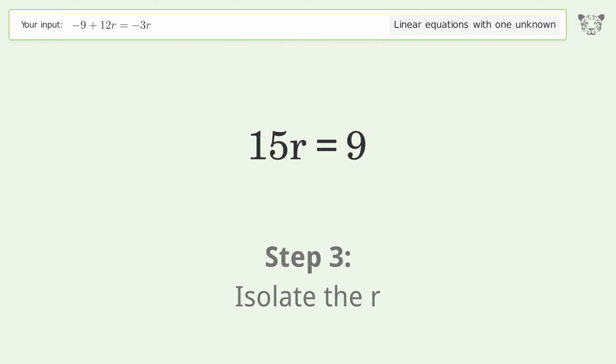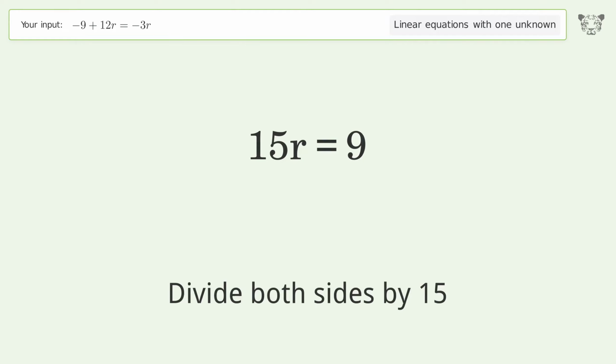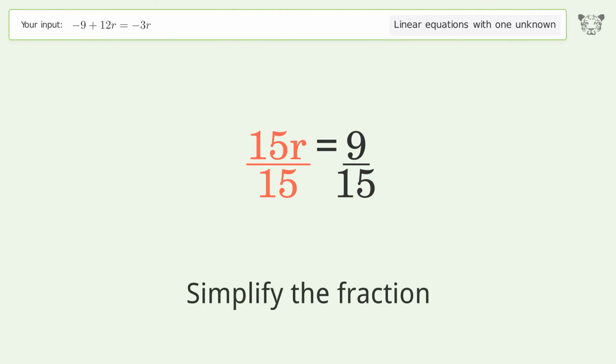Isolate the r. Divide both sides by 15. Simplify the fraction.